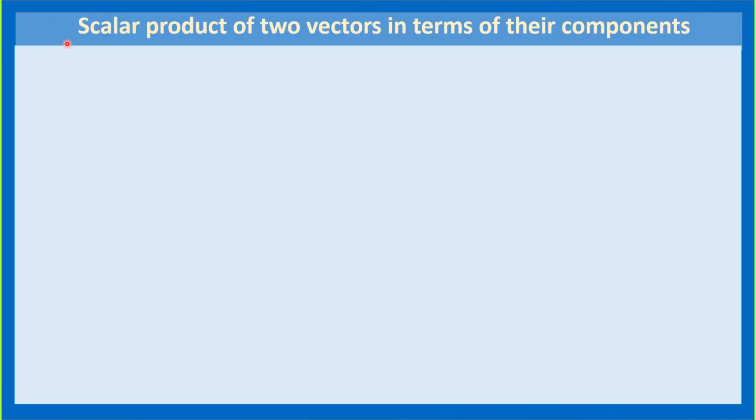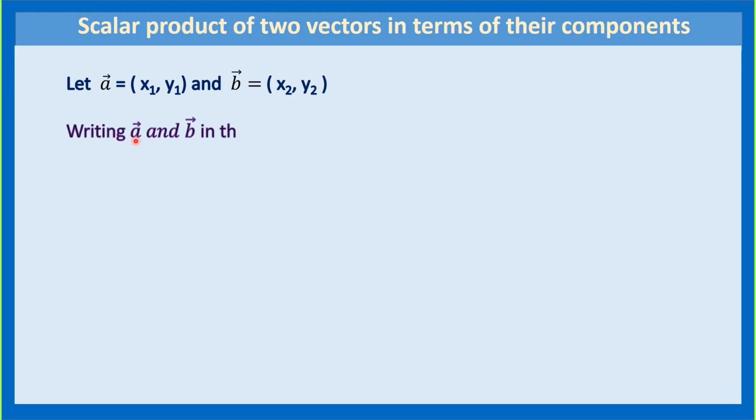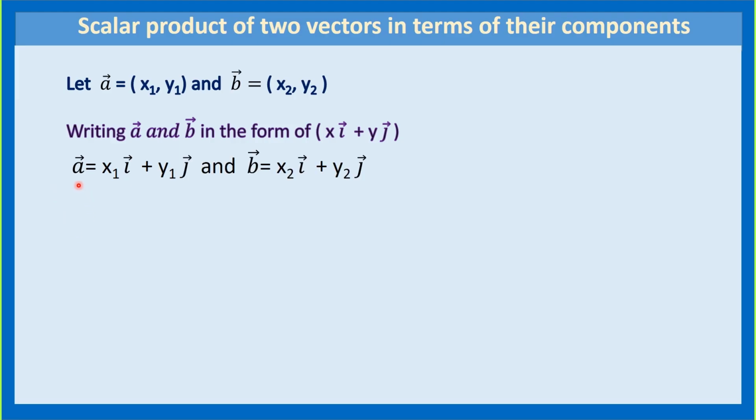Dear learners, now we are learning scalar product of two vectors in terms of their components. Let vector A be equal to (x1, y1) and vector B be equal to (x2, y2). Then writing vector A and vector B in the form of x vector i plus y vector j, we have vector A is equal to x1 vector i plus y1 vector j, and vector B is equal to x2 vector i plus y2 vector j.